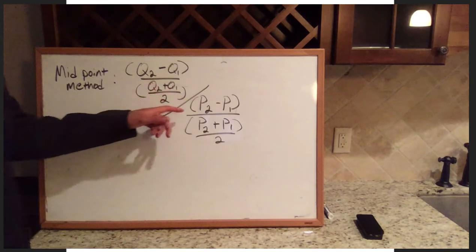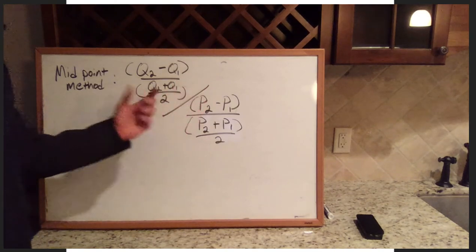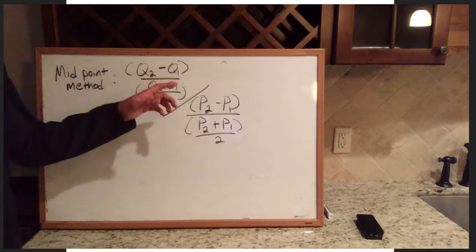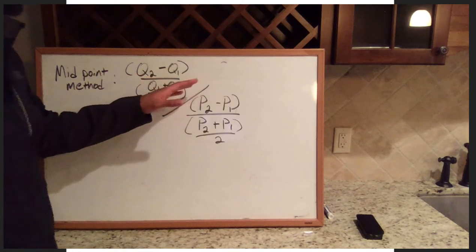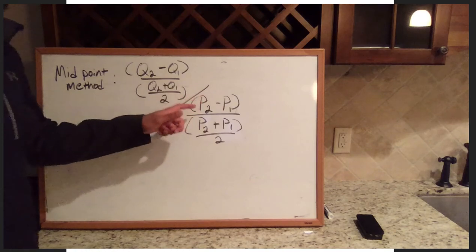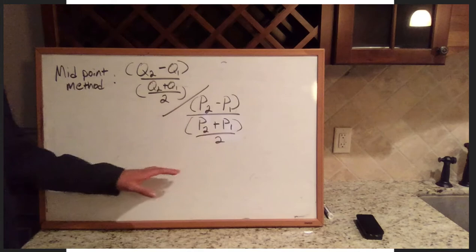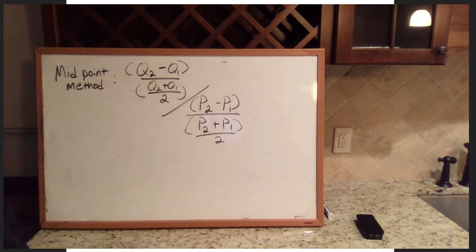Now that's going to be divided by the difference between your prices, the two different prices, divided by the average of your price. So again, Q2 minus Q1 divided by the average, then divided by the difference between your prices, divided by your average. So P2 plus P1 divided by 2. We'll do a practice example next.